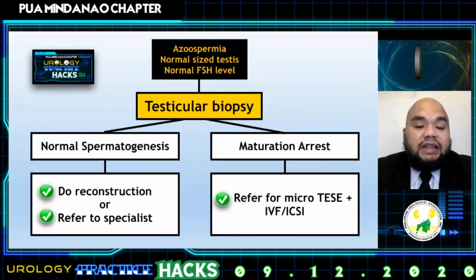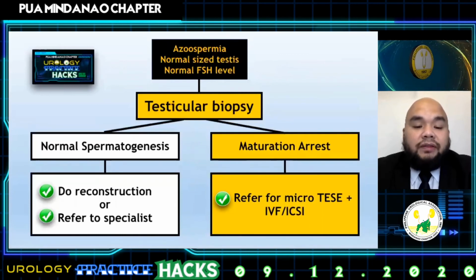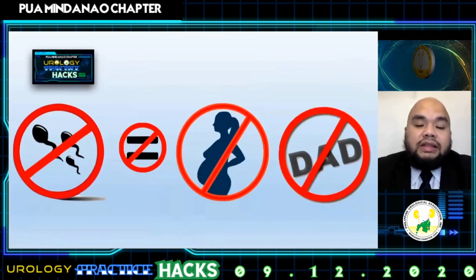If an IVF center is not available in your setting, you can still do testicular biopsy in men with azoospermia, normal size testes, and normal FSH level. If biopsy shows normal spermatogenesis, you can do reconstruction or refer to a specialist who can do these microsurgical techniques, or for sperm retrieval plus IVF. But if the biopsy shows maturation arrest, refer the patient for sperm retrieval by microtese with IVF. Again, no sperm in the ejaculate does not equate to no pregnancy, and it does not equate to no chance of being a father.